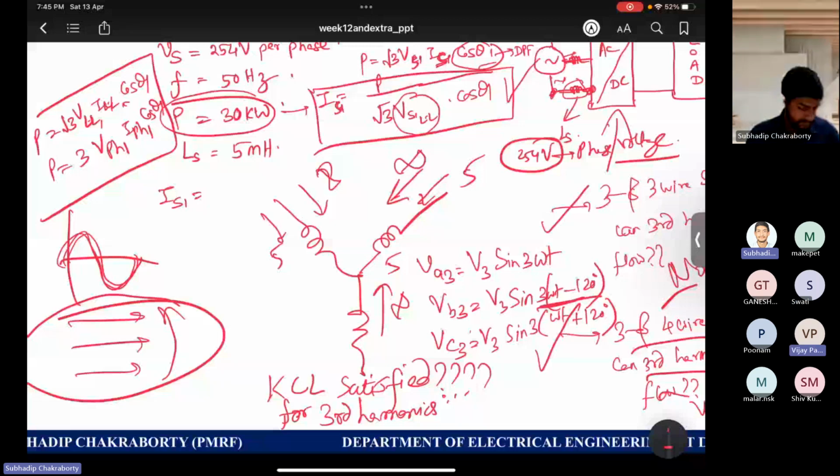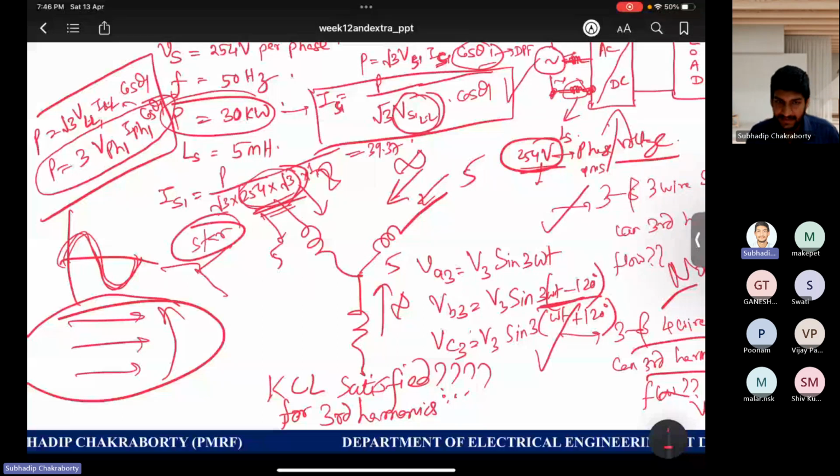Just let me calculate once. 39.37, correct. So this is what? Fundamental supply side RMS current of the star network, because nothing is given, so you assume star, right? So fundamental RMS current of the star network supply.